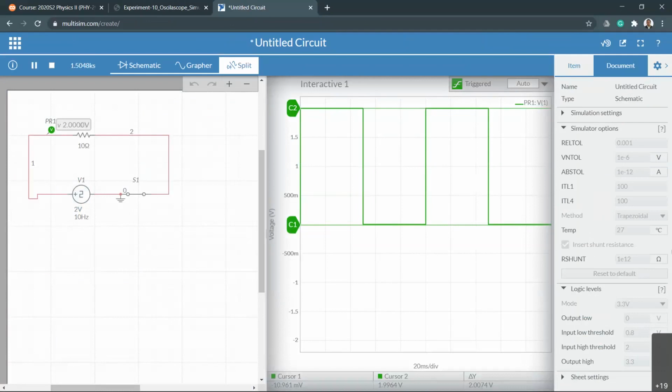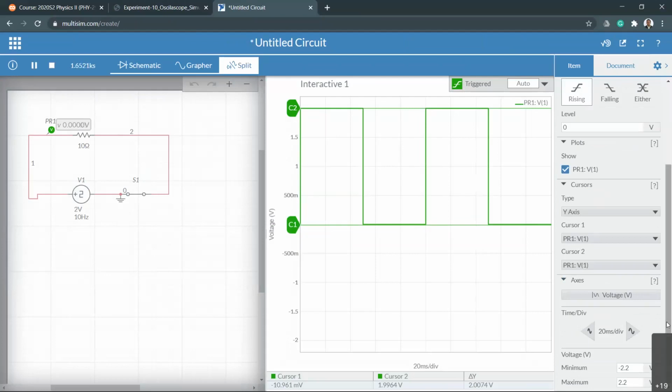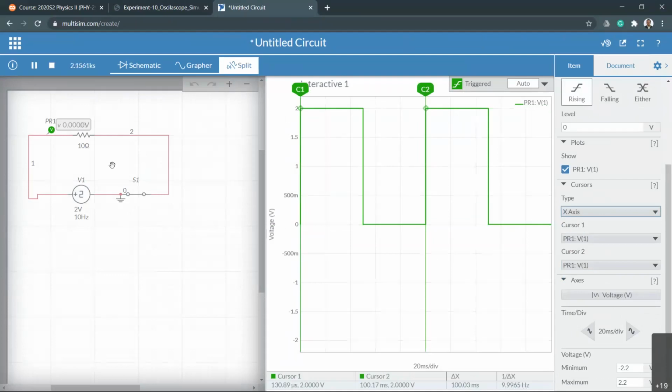So let's go into x-axis, and then change the cursors into x-axis. And then you can see now between the cursors it says 100 millisecond, 100.00 millisecond. And the 1 over delta x, 1 over time, is actually 9.9965 hertz. So that is the direct frequency we apply, which is 10. Close enough. So you just read that directly.